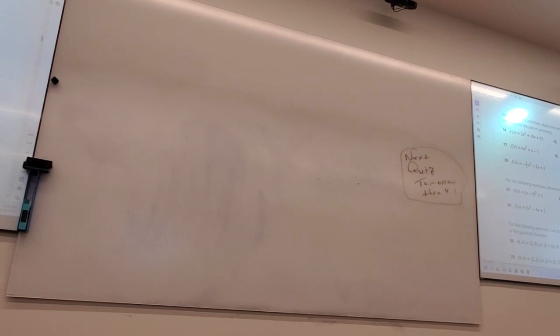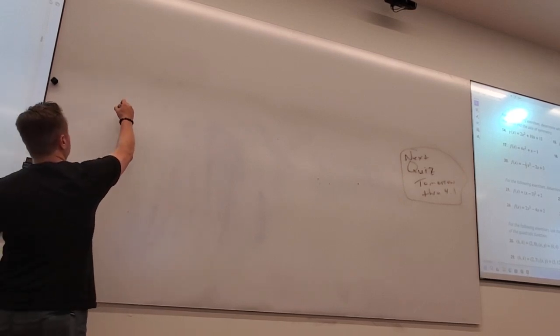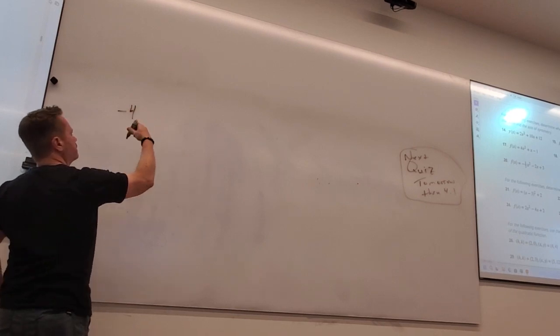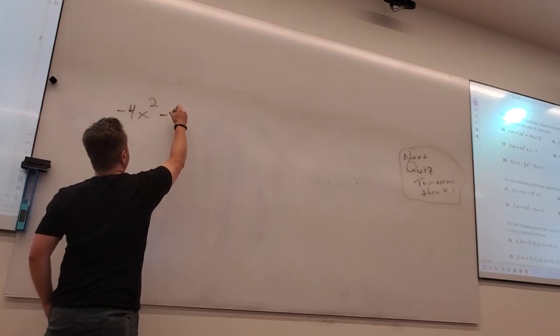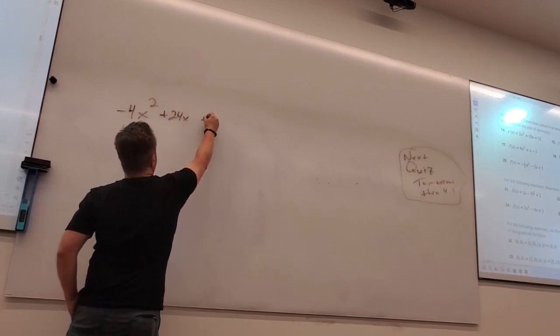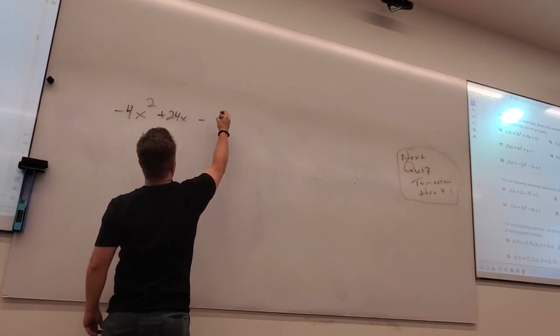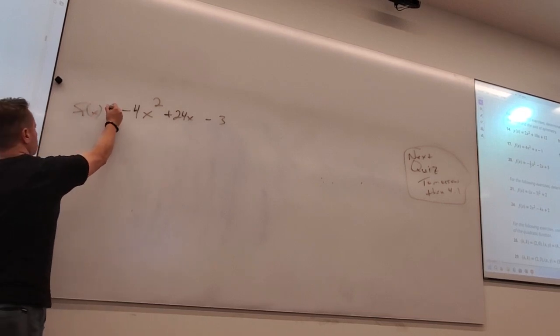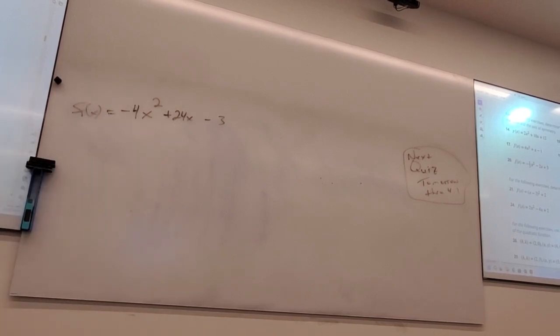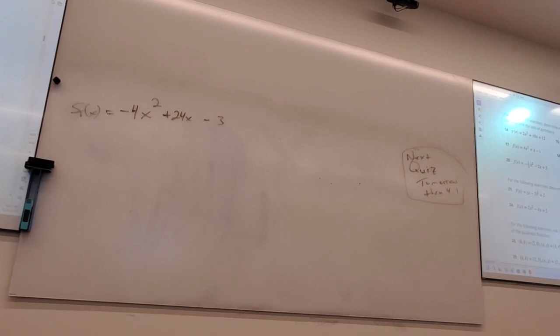Right. So, can you guys help me with this here? Okay. See, this is f of x. How do I go about putting that into what we call standard form? What I sometimes call vertex form? Does anyone remember?